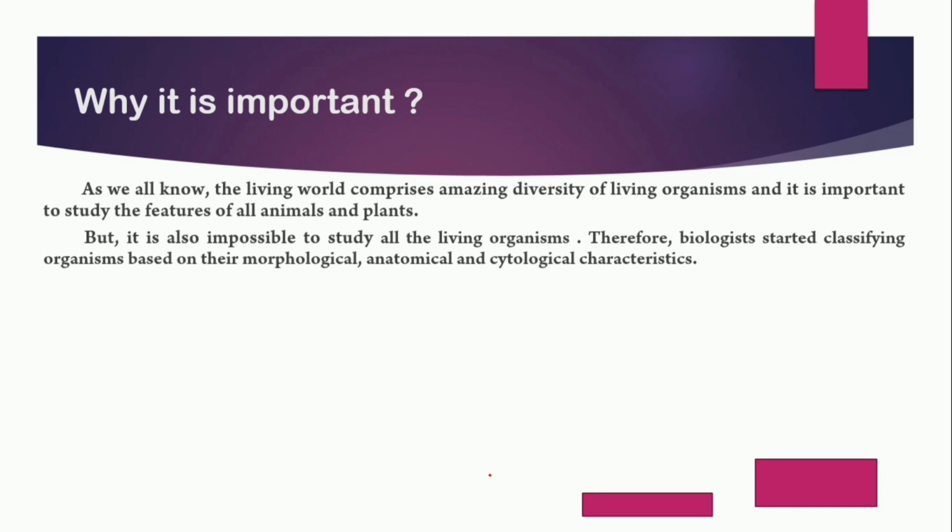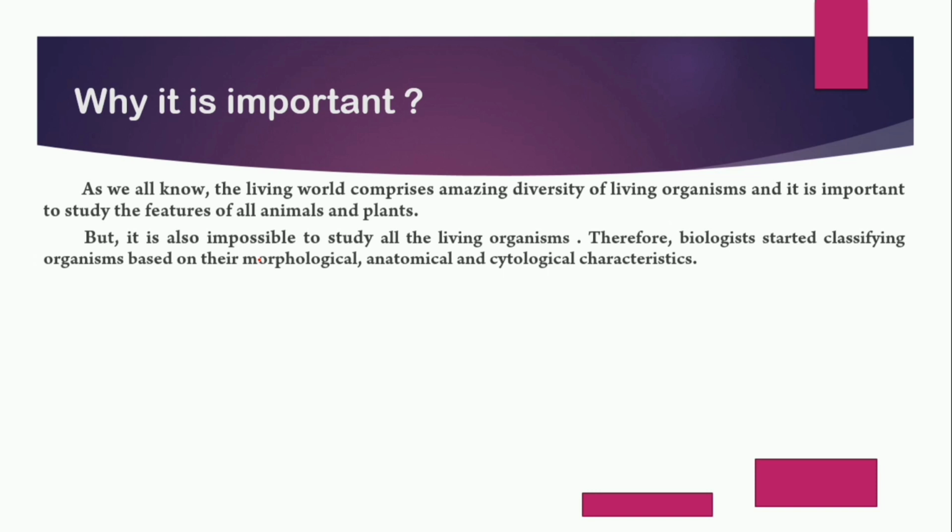So, to remove this difficulty, biologists started classifying organisms based on their morphological, anatomical and cytological characters. Morphological means external features, anatomical means internal features, and cytological means features of the cell, how the cell is functioning, number of chromosomes, DNA, RNA. So basically on the basis of these characteristics, biologists started classifying organisms.